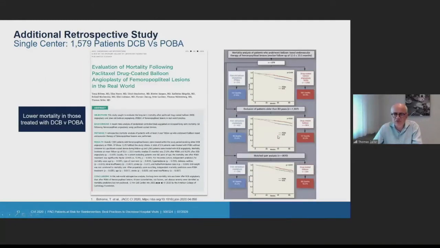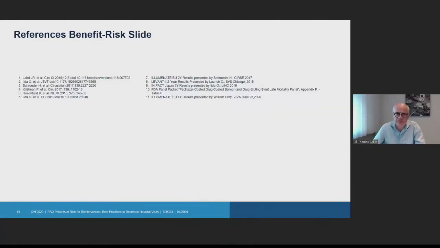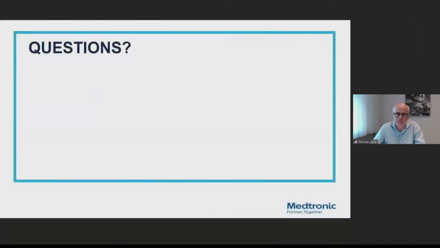And this is also supported by data coming from my own institution, where we looked into the outcome of patients treated for femoropopliteal disease, comparing DCB with POBA. Important to note that the POBA cohort is absolutely paclitaxel naive prior and post inclusion into the study. And what you can nicely see in red are the survival curves for paclitaxel. This is the entire cohort. This is after excluding octogenarians, and this is the matched cohort analysis. So these are the references for what I was talking about.